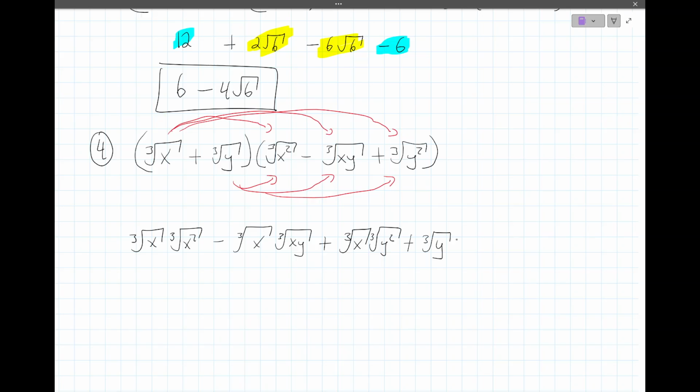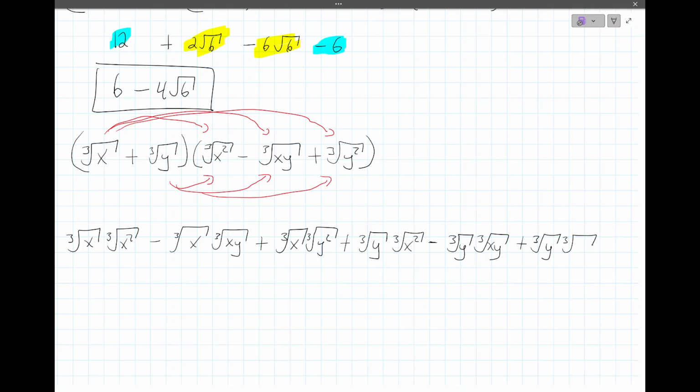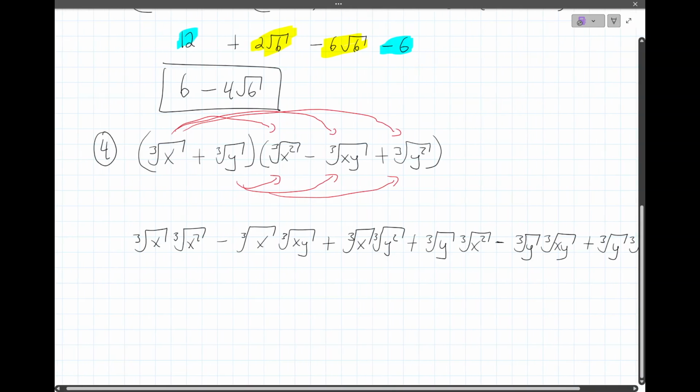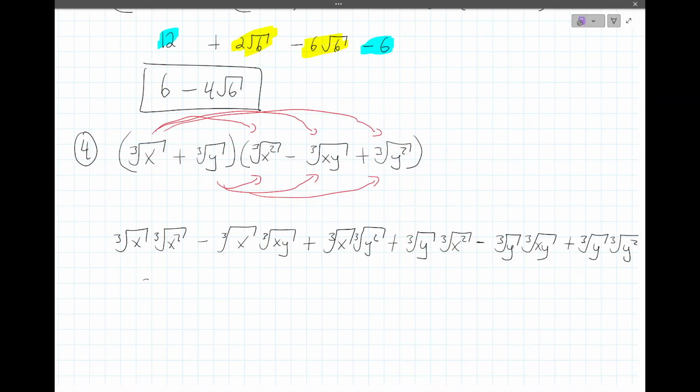Now I'm working on the y's all the way through. Cube root of y times cube root of x squared, plus, oh no, this will be minus. So I'm working on, at this point, I'm here. So I'm going to have cube root of y times cube root of xy, and then plus cube root of y times cube root of y squared. And I have a feeling that we may get some stuff to fall out nicely.